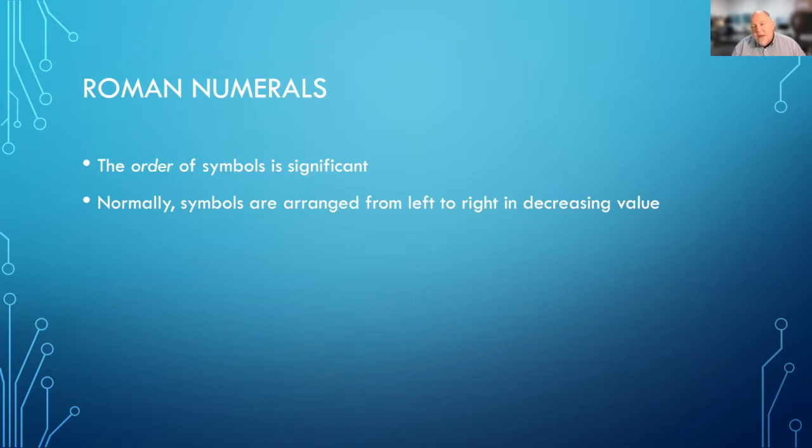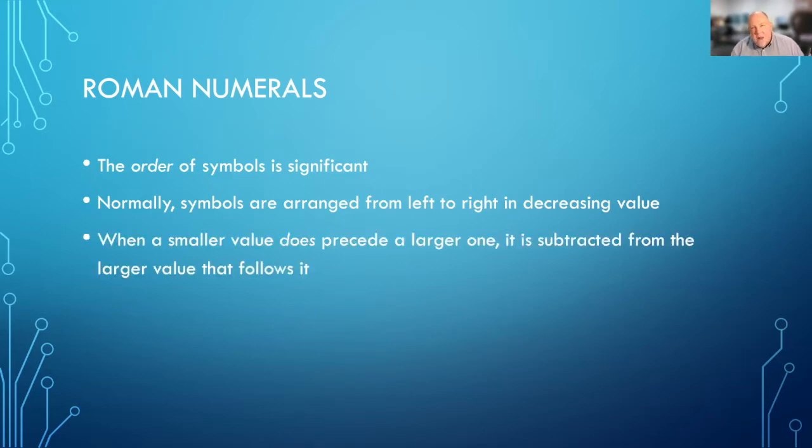Now, in Roman numerals, the order of symbols is significant. Normally, symbols are arranged from the highest value to the lowest value, left to right, in decreasing value. But when a smaller value precedes a larger one, we subtract it from the larger value that follows it. And there are rules about what you can subtract from what. You can't subtract 1 from 100 and get 99. You'd have to have 90 plus 9 to do this. So you would have XCIX in that case.